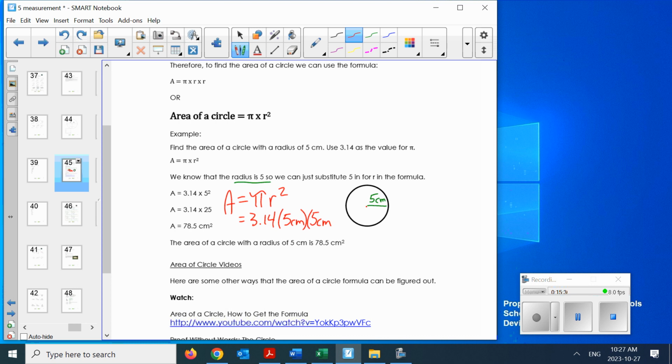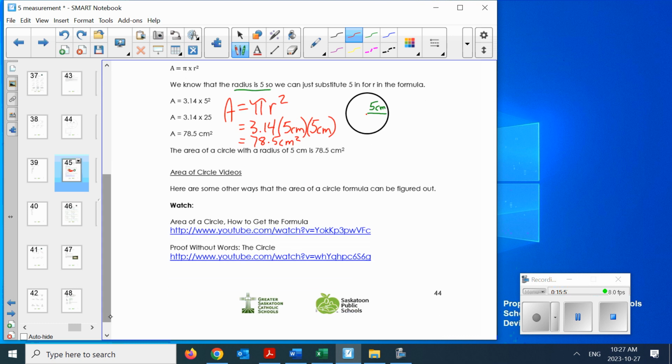Just type it in. And it comes up to 78. Okay? So the r squared thing just means write it down twice and multiply. The pi thing just means 3.14. If you have a pi button, you can use that as a shortcut for typing. We're good on that?